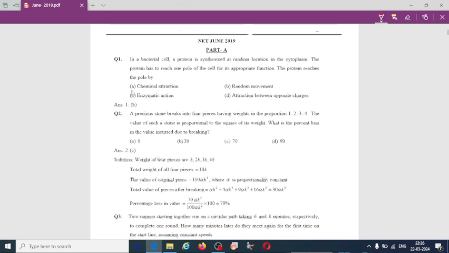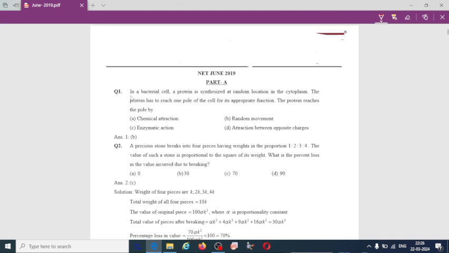The first question here is from general science. In a bacterial cell, a protein is synthesized at a random location in the cytoplasm. The protein has to reach one pole of the cell for its appropriate function. The protein reaches the pole by: they have given four options here: chemical attraction, random movement, enzymatic action, attraction between opposite charges.